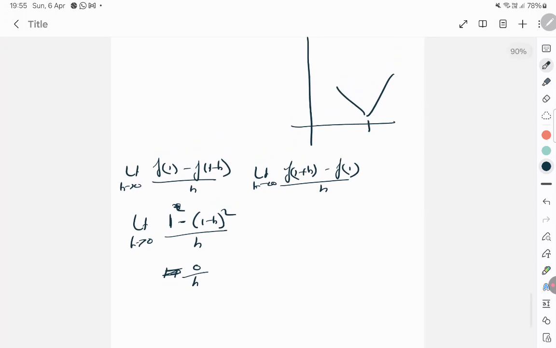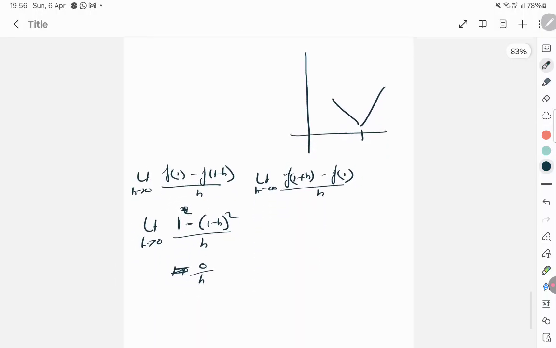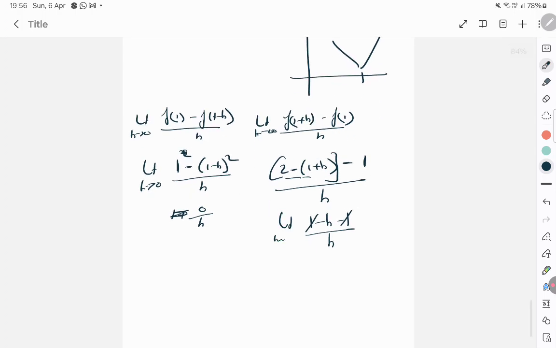Let's go to the right hand side. 1 plus h is greater than 1, so the formula is 2 minus x, where x becomes 1 plus h. So 2 minus 1 plus h, minus f of 1, which we know is just 1, by h. Open this bracket: 2 minus 1 becomes 1, so 1 minus h minus 1 by h. 1 and minus 1 get cancelled. Limit h tends to 0. Here you have minus h by h, so the answer is minus 1, whereas on the left it's 0 by h. Just leave it like that.